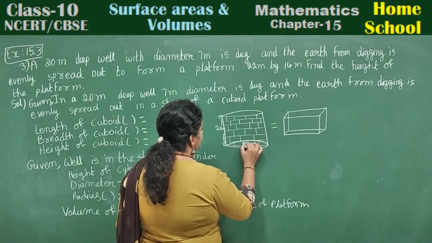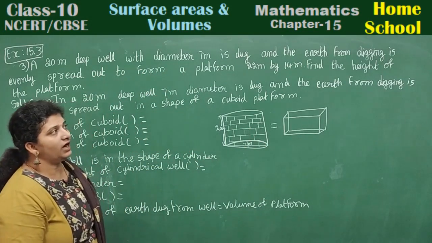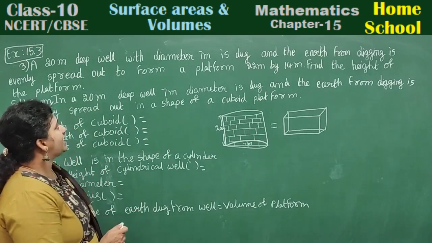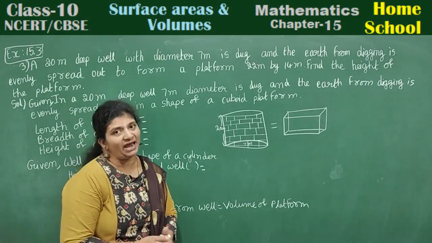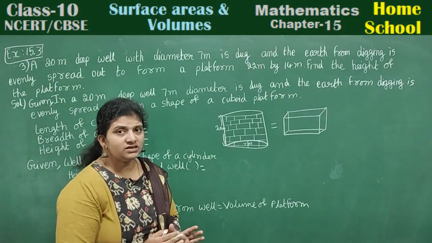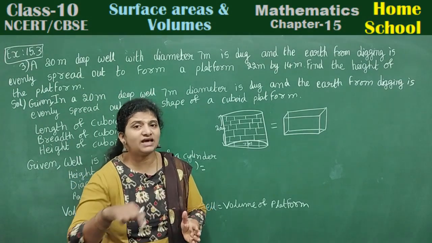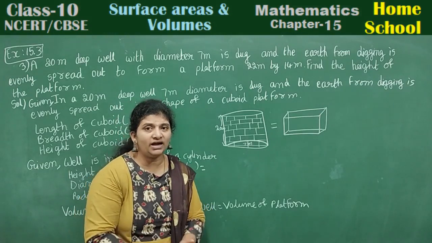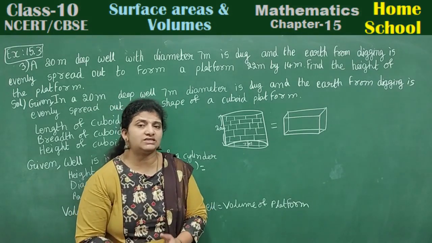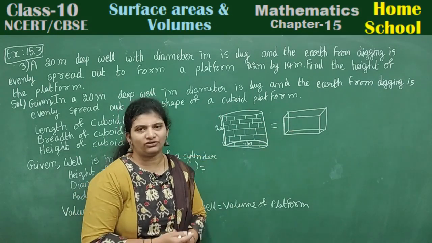Diameter is how much? 7 meters. A well is dug and the earth from digging is evenly spread out to form a platform. First, imagine this, children. What is this? A well. A well is dug, and inside the well, the mud or the earth which is taken from that well is made to form a platform.